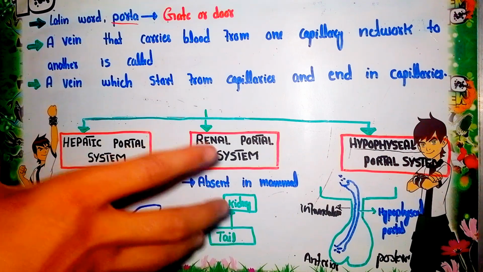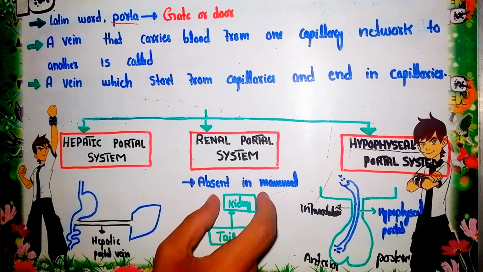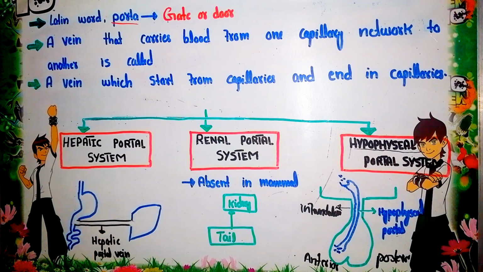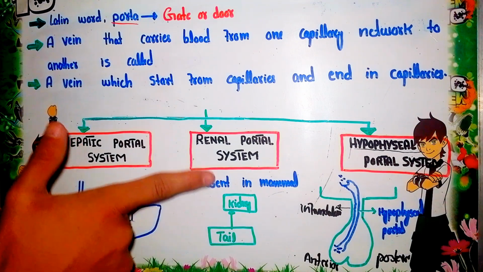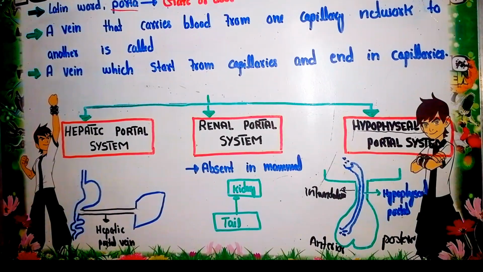Now what the renal portal system is: basically this portal system carries blood from the posterior region of the body, or you can say from the tail, and carries this blood towards another capillary bed that is present in the kidney. So that's why its name became the renal portal system, because it ends in the kidney.